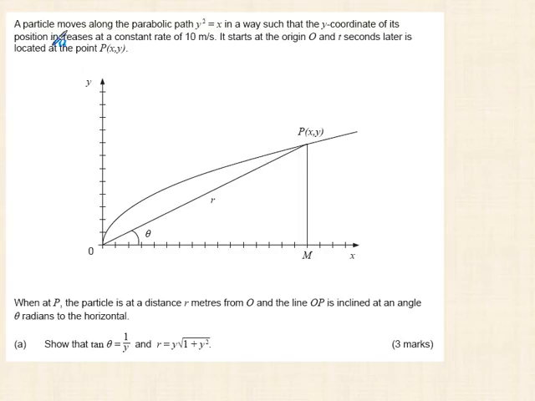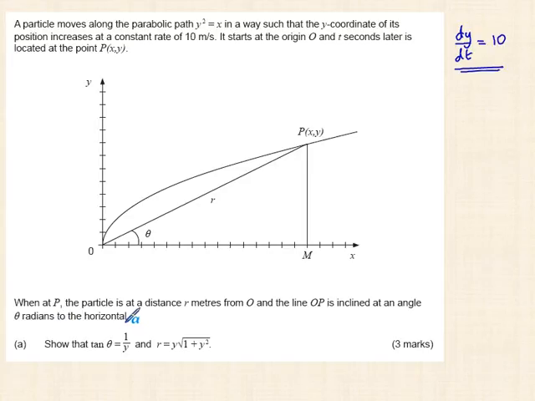A particle moves along the parabolic path y squared equals x in a way such that the y-coordinate of its position increases at a constant rate of 10 meters per second. So in other words, dy/dt is equal to 10. It starts at the origin and t seconds later is located at the point P here, (x, y).